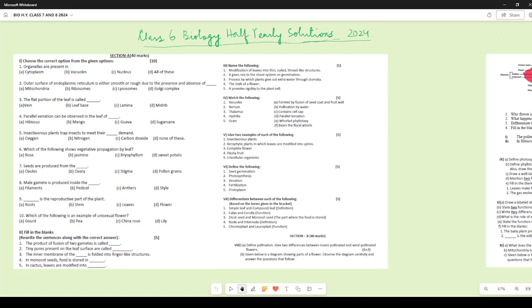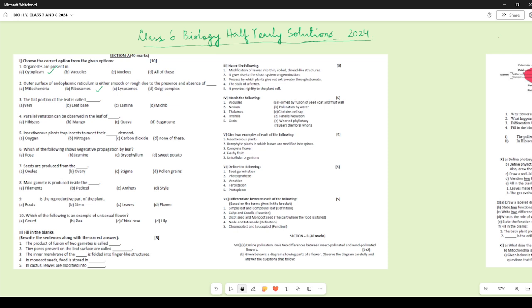Hello everyone, so let us check out the solutions to class 6 biology half year examination. Choose the correct options given over here. Where are the organelles present? The organelles are present in the cytoplasm. Outer surface of endoplasmic reticulum is either smooth or rough due to the presence or absence of ribosomes.